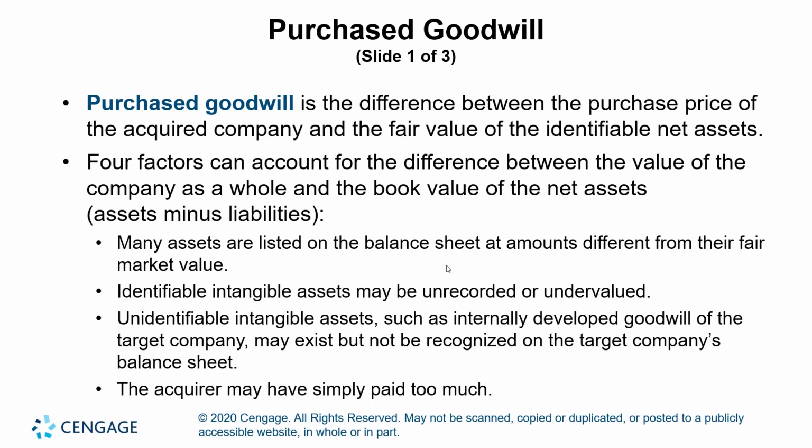So, assets minus liabilities. Many assets are listed on the balance sheet in different amounts than their actual fair value. Identifiable intangibles may be unrecorded or undervalued. Unidentifiable ones, such as internally developed goodwill of the target company, may not exist on the books. The acquirer may simply have paid too much, by the way.